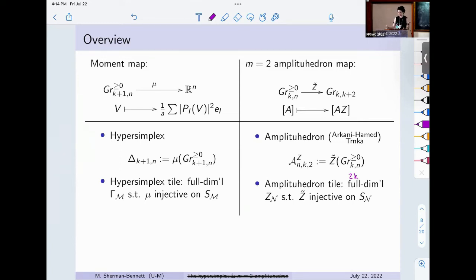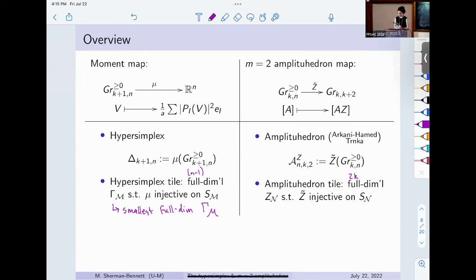Okay, and so just blindly, I can make an analogous definition on the hypersimplex side. A hypersimplex tile is a full dimensional positroid polytope, so now these are n-1 dimensional, such that the moment map is injective on that positroid cell S_M. And as is the theme on the hypersimplex side, I can actually give you a much nicer definition of hypersimplex tiles. These are actually just the smallest full dimensional positroid polytopes, smallest in the sense that there is no other full dimensional positroid polytope contained inside of these.